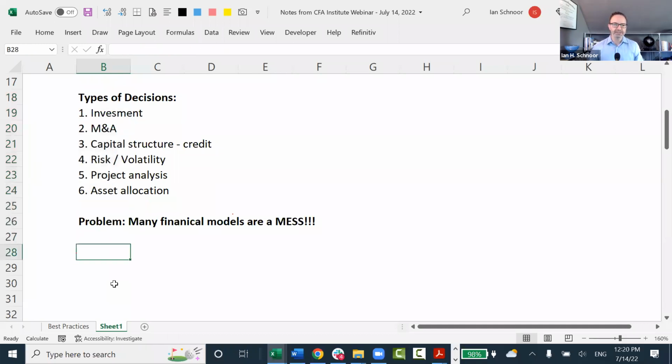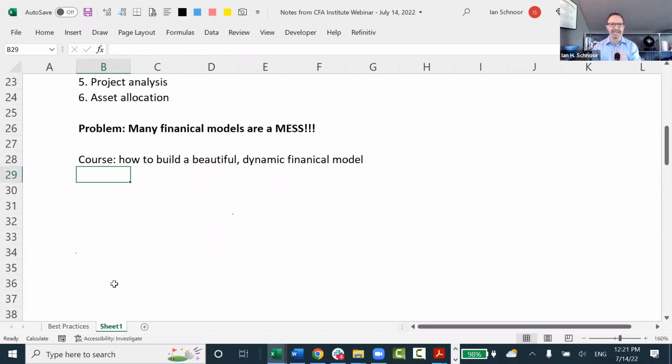So in our course, we are going to talk about how to build a beautiful, this is not a word you hear very often, I'm going to show you what I'm talking about in a moment, a beautiful, dynamic financial model. That's the goal. I'm going to show you how to design, structure, organize a best-in-class financial model so that you create tremendous confidence for your clients, for your team, for your boss. Now, I'm going to get to the punchline here very quickly and then I'm going to show you a model.